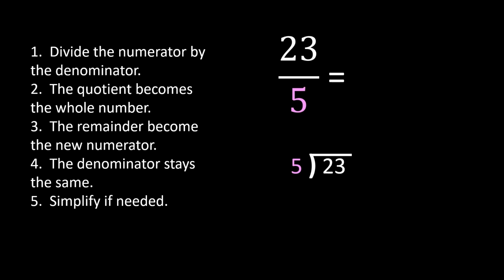So 23 divided by 5 is 4. 4 times 5 is 20, and when we subtract, we get 3. And because we're working with fractions, we don't want to add a decimal and a 0 and continue. We want to stop right here. The quotient, the 4, becomes our whole number. The remainder, the 3, becomes our numerator, and the denominator of 5 remains the same. And then we do simplify if needed. 3/5 is simplified, so 23/5 is equal to 4 3/5.